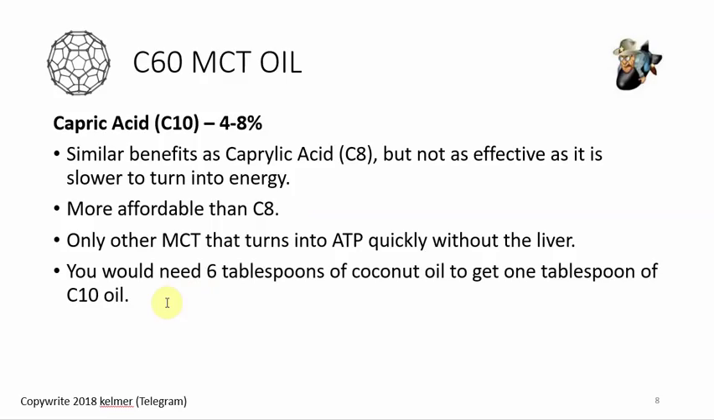Okay, and then if you want to compare, you would need 6 tablespoons of coconut oil to get 1 tablespoon of C10 oil. So capric acid is like the little brother to caprylic acid in terms of the highly beneficial MCT fatty acids extracted from coconut oil that's sold in products.